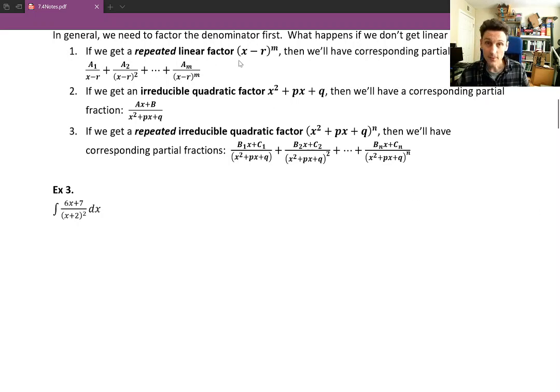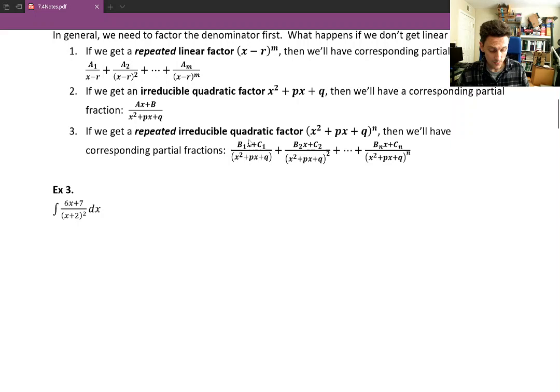So if you have a repeated linear factor, something of the form (x − r)^m, then you're going to have as many little fractions as your power of m. So if m is a third power, you're going to have 3 of these little fractions. We'll look at that in a moment in example 3. If you have an irreducible quadratic factor, so something that you just can't factor any further, then the corresponding fraction is going to be something of the form (ax + b) over your irreducible quadratic factor. Again, we'll look at an example there too.